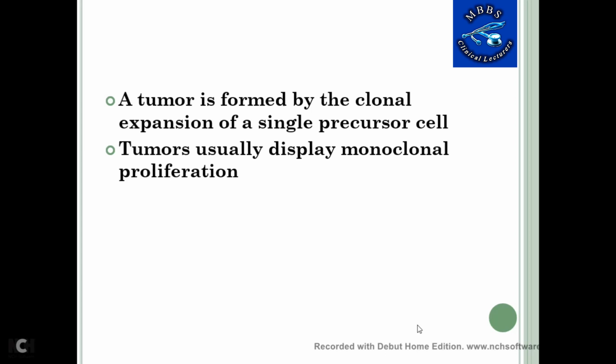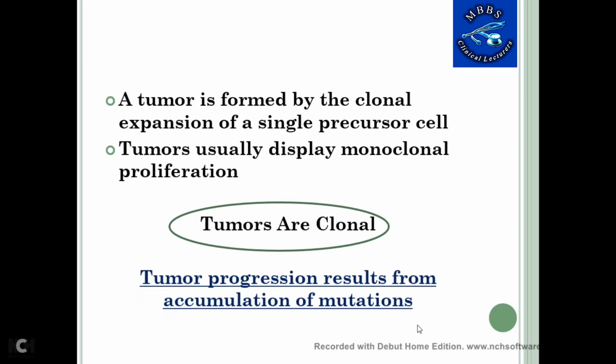And the tumors usually display monoclonal proliferation. Monoclonal means they are of one type only. For example, if there is an adenocarcinoma of the colon, then the tumor cells which are being multiplied in the body or within the colon area will be of adenocarcinoma type. They will not acquire squamous type or any other type. So we call it clonal expansion. So tumors are clonal. Remember that. Here, tumor means cancer. In this lecture today, we know that tumors may be benign or malignant, but we're talking about malignancy here, the cancer here. So tumors are clonal.